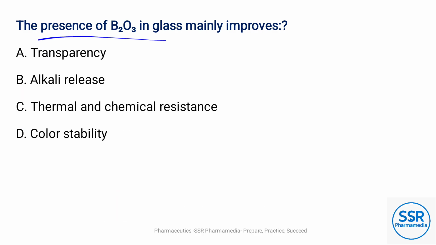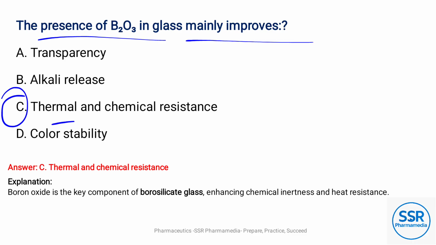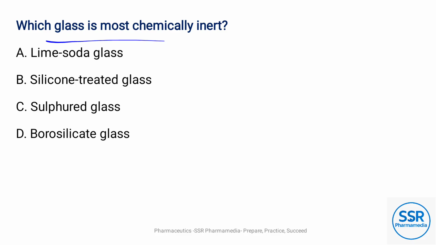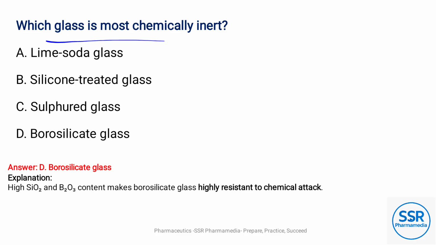The presence of boron oxide in glass mainly improves, option C, thermal and chemical resistance. Boron oxide is the key component of borosilicate glass, enhancing chemical inertness and heat resistance. Which glass is mostly chemically inert? Option D, borosilicate glass. Silicon oxide and boron oxide content makes borosilicate glass highly resistant to chemical attack.